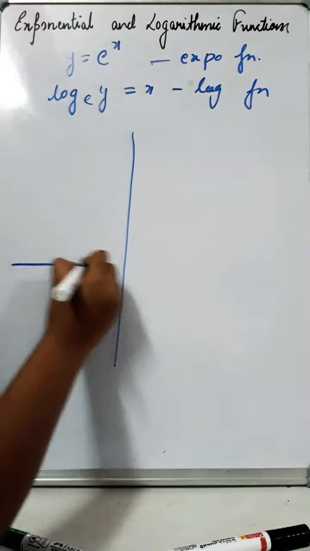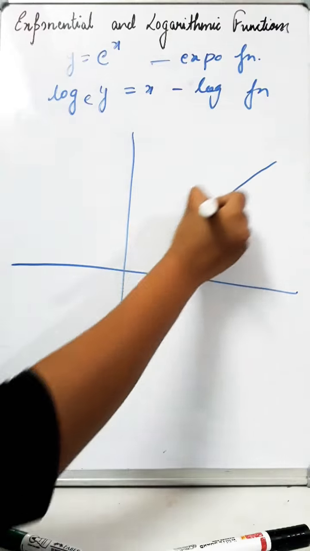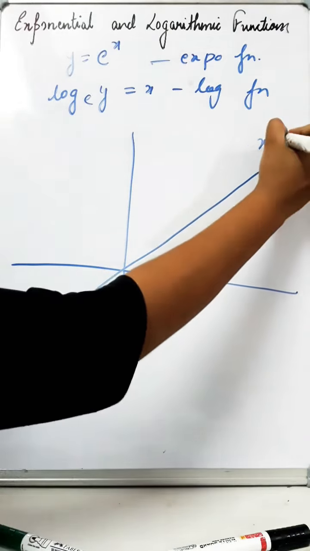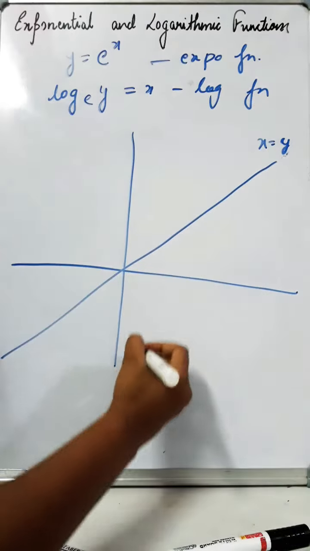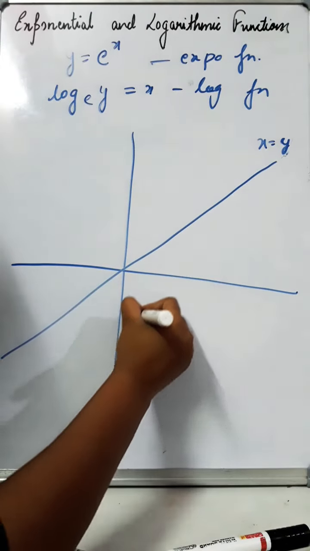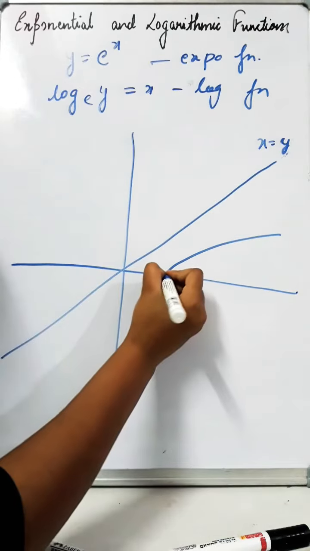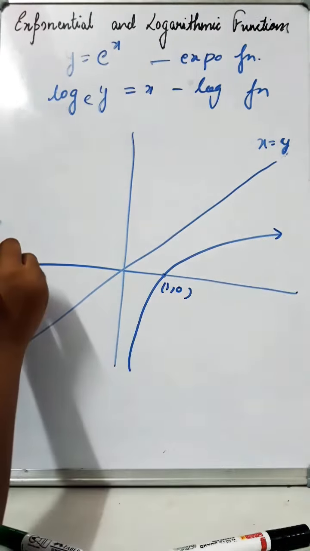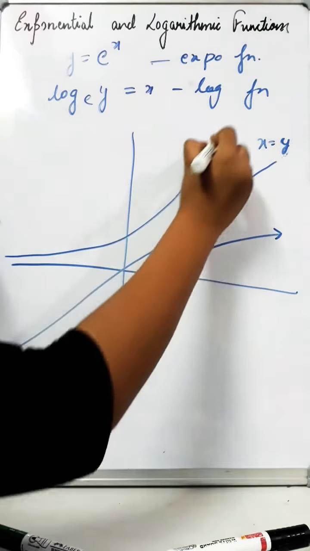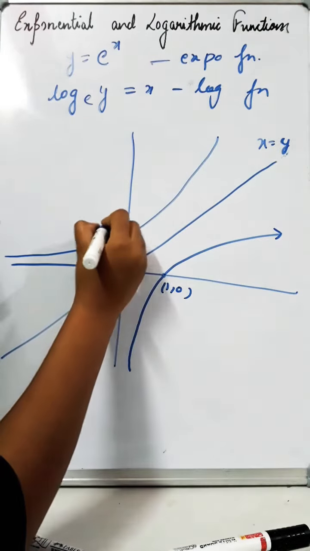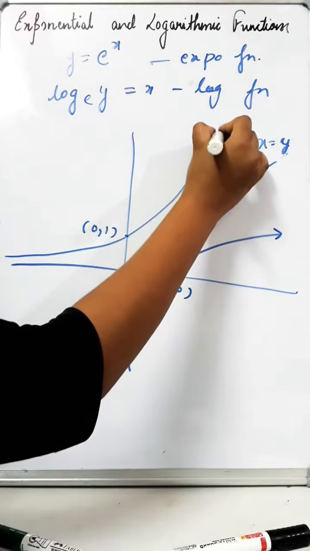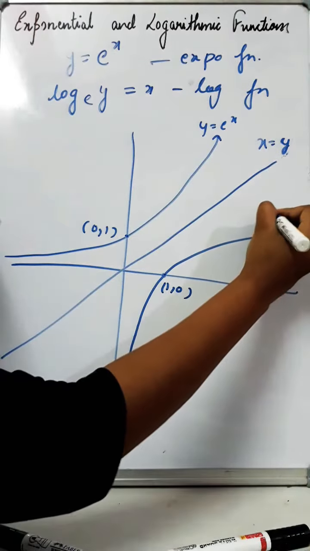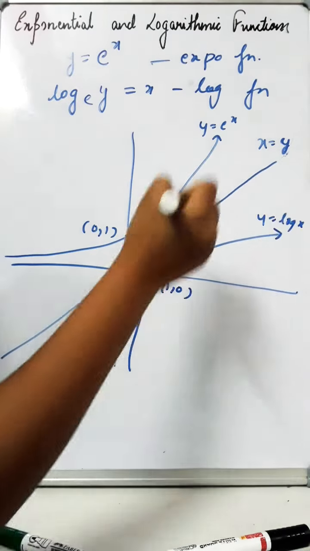Alright, so you see, this is our line, x is equal to y. Now the log graph goes like this. This point is 1, 0. The exponential graph goes like this. This point is 0, 1. This is your y is equal to e to the power x. This is your y is equal to log x.